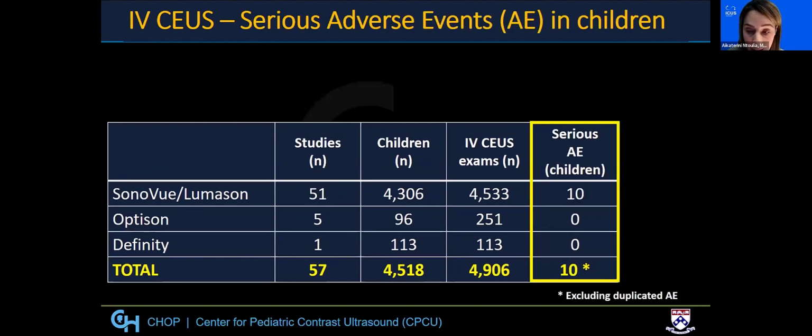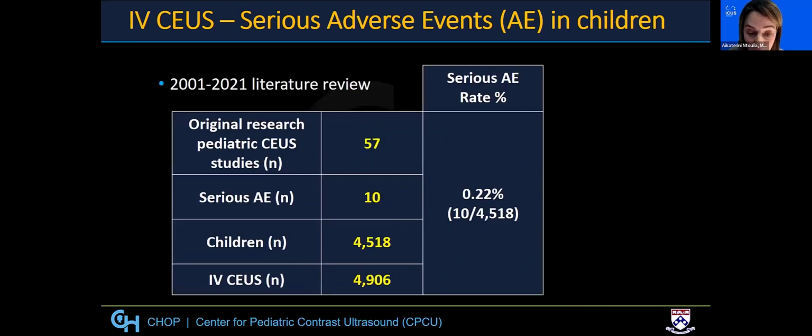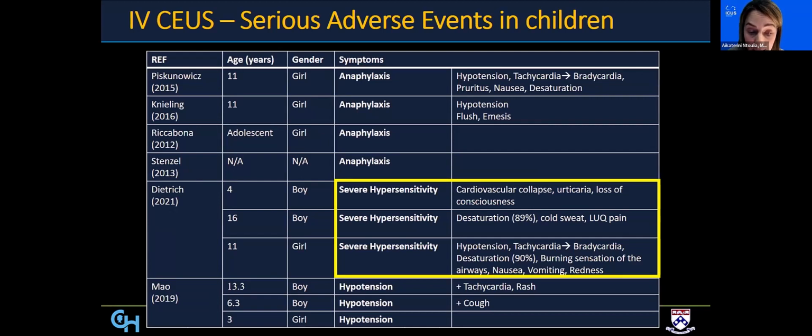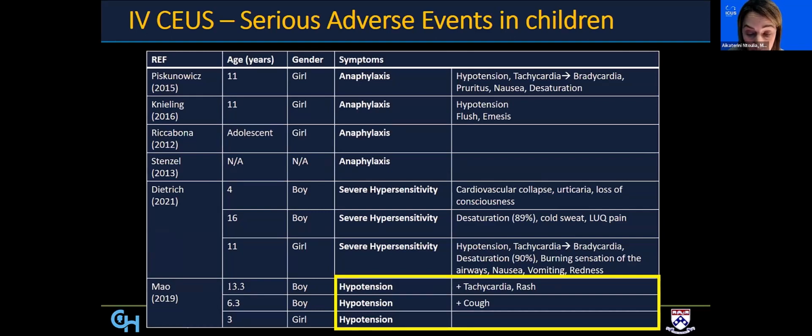Serious adverse events were reported in 10 children. All of them received intravenous Sonoview Lumason. So the overall incidence of serious adverse events reported in the pediatric literature is 0.22%. The 10 serious adverse events were reported as 4 cases of anaphylaxis, 3 cases of severe hypersensitivity reaction, and 3 acute episodes of hypotension with or without other symptoms.